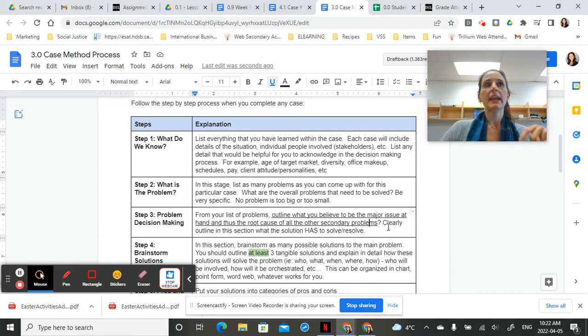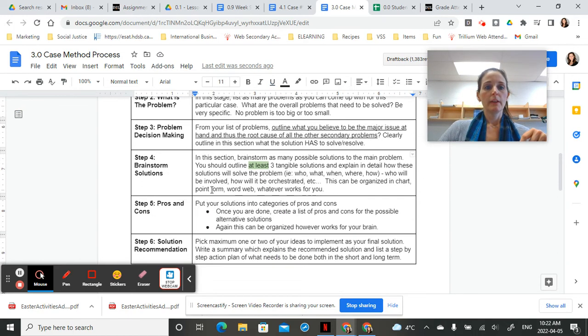Okay. And again, it can't be something overly vague, like let's fire the boss. Okay. That's actually not really going to solve the problem. It might take one person out of the mix, but all of the other issues are still going to be there. Okay. So you have to get a little more nuanced in what you're going to do. In step 4, you're going to brainstorm solutions.